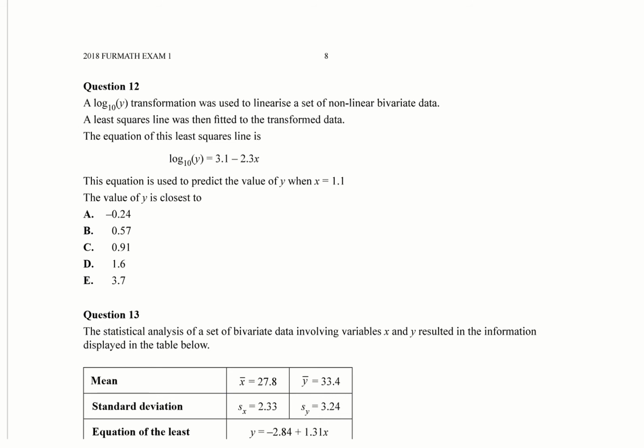Okay, so in this video, we're still on the 2018 Further Maths Exam 1, and we're still looking at the data questions. So this is question 12. This is one where we've got a log y transformation, because that was used to linearize a set of nonlinear bivariate data. We do a least squares to transform data. We get our least squares line here.